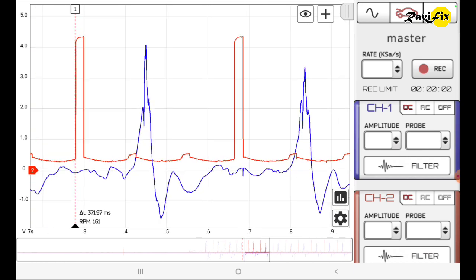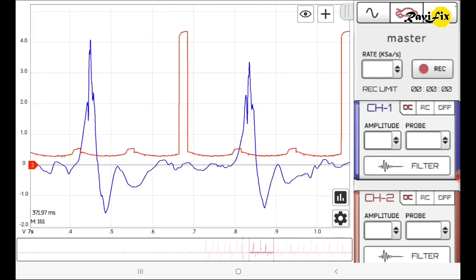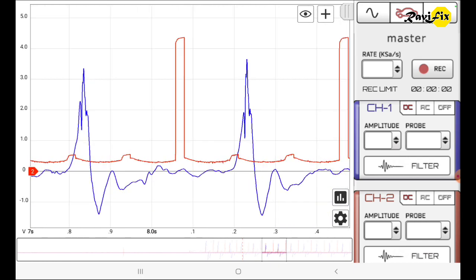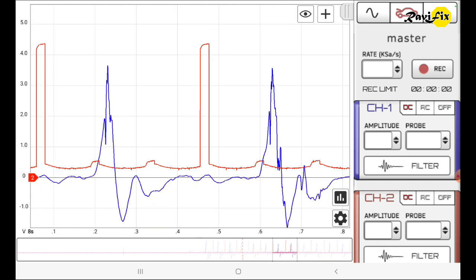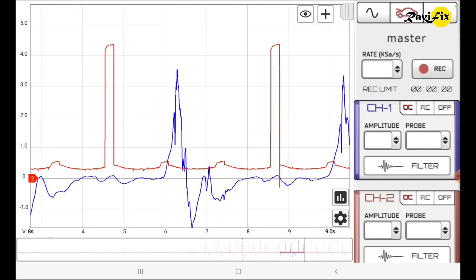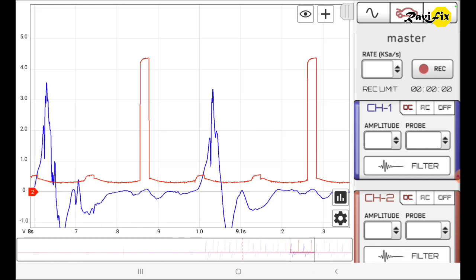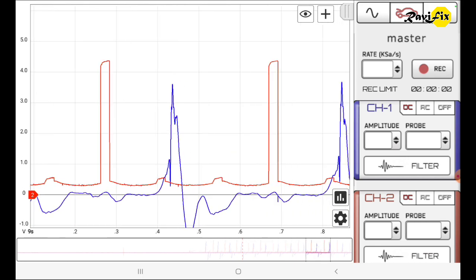You can see all along this waveform that the pressure pulse is elevated at the exact same location, that is, at the number 2 cylinder compression stroke. Confirm this car has a blown head gasket.